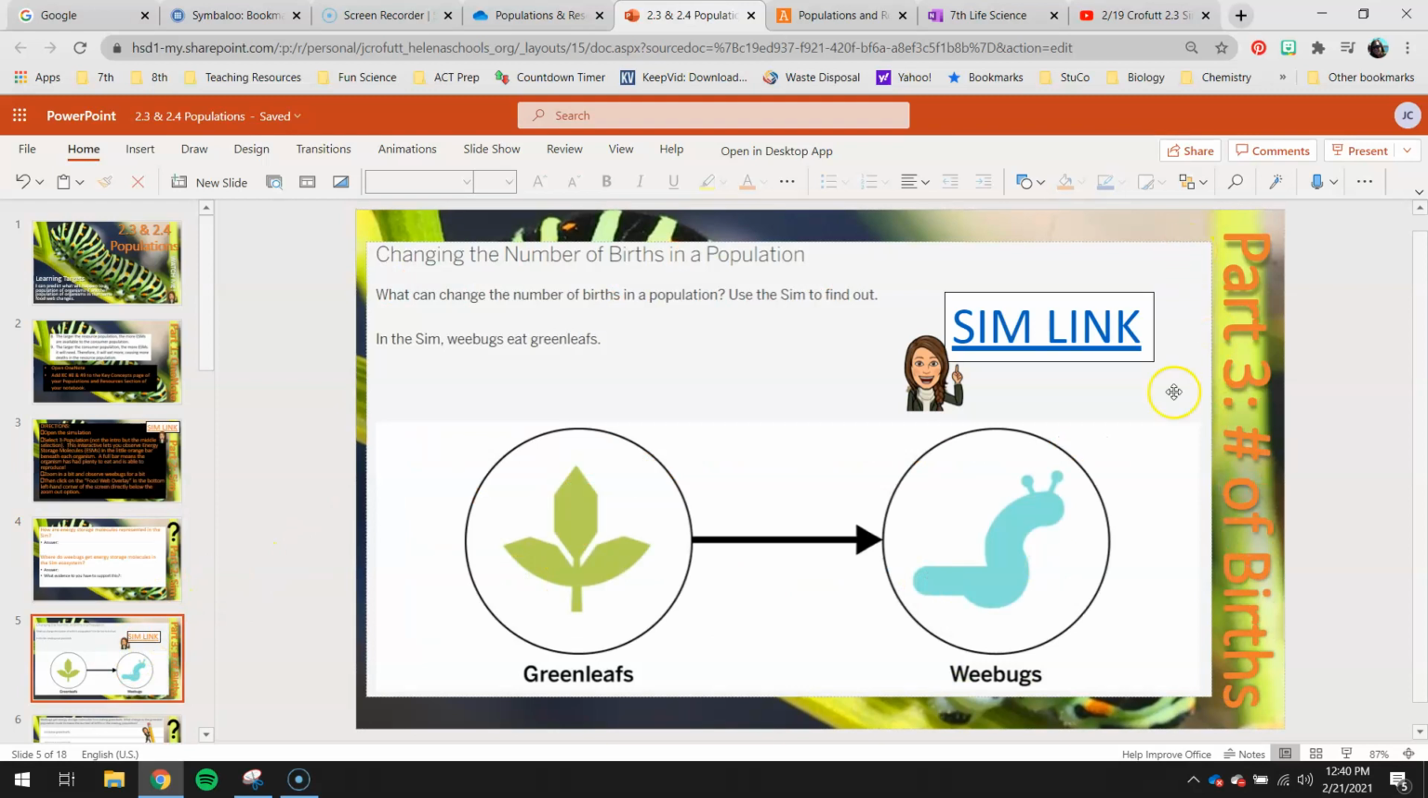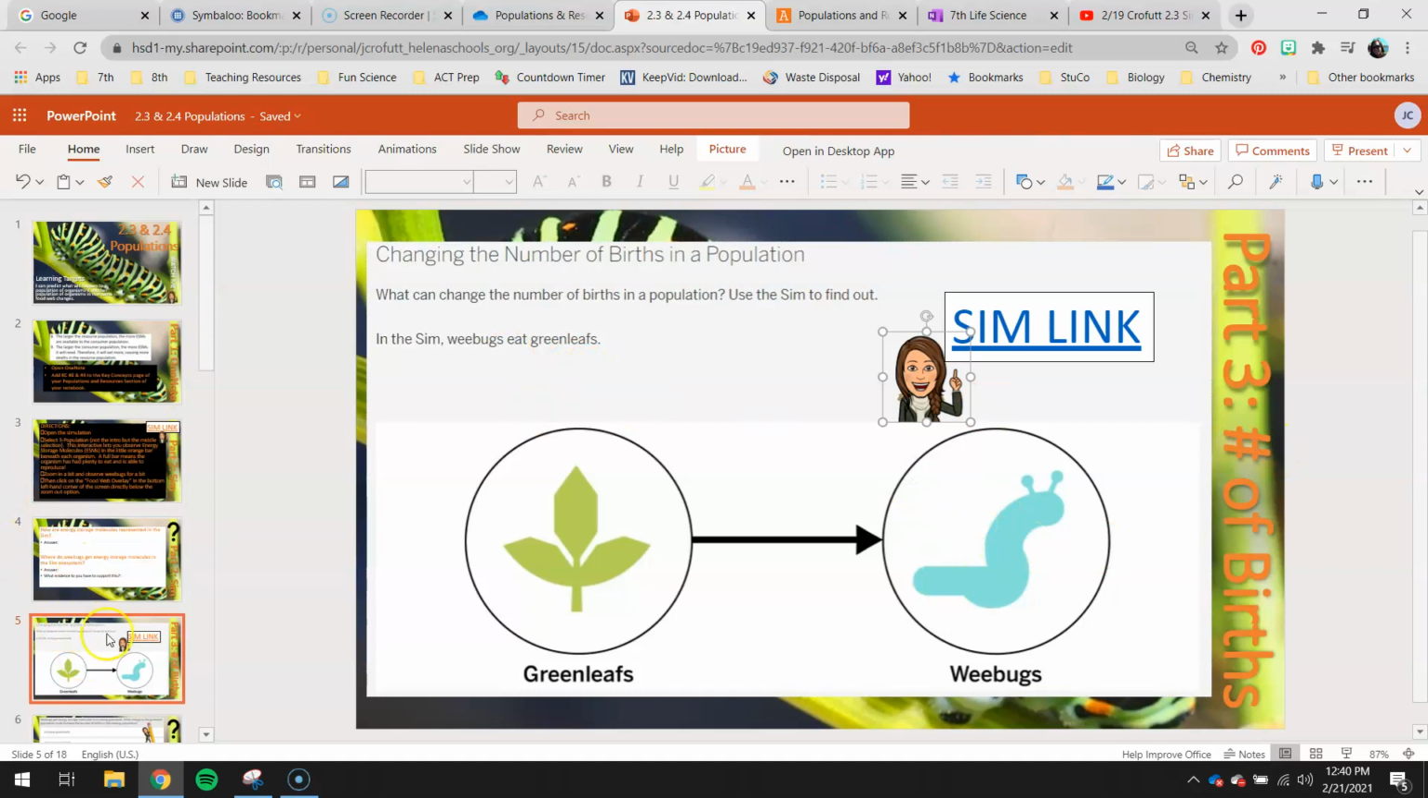All right, moving on to part 3. Part 3 is the example. I'm not going to show you what you're doing with the green leaves and the wee bugs. I'm going to give you a different example to show you how this works. I'm going to model for you the change in wee bugs and fur bills, so a different little part of this. What you will be examining in your section is what can change the number of births in a population. Use the sim to find out. So in the example, I'm going to show you about the wee bugs and the fur bills.